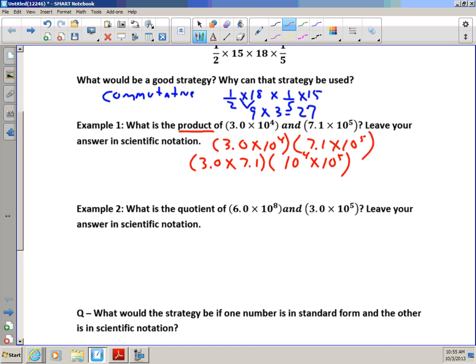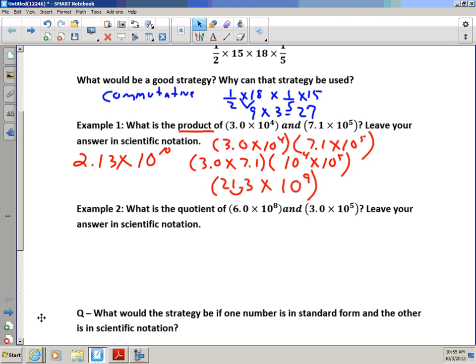Well, now all you have to do is multiply 3 times 7.1 to get 21.3, and 10 to the 4th times 10 to the 5th, using your laws of exponents, is 10 to the 9th. And the last thing you have to recognize is that this is still not in scientific notation because 21.3 is greater than 10. So I need to move that one decimal to the left, which means I have to add 1 to my exponent to get my final answer.